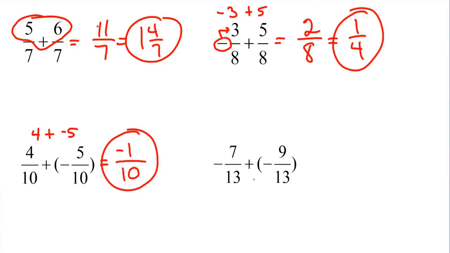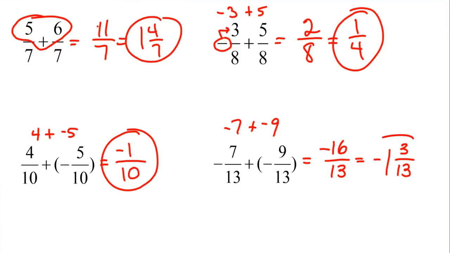And then lastly, -7/13 plus -9/13. These have the same sign, so these are going to combine. A negative plus a negative is going to be even more negative, so that's -16/13, which is an improper fraction. So we can write that as a mixed number, -1 and 3/13. There's our sum there. So adding fractions and mixed numbers with the same denominator is quite easy to do.